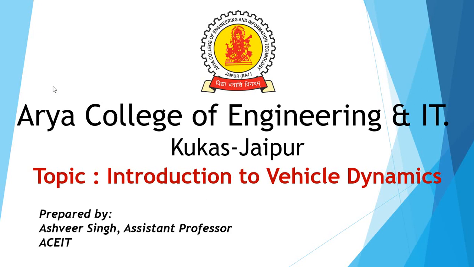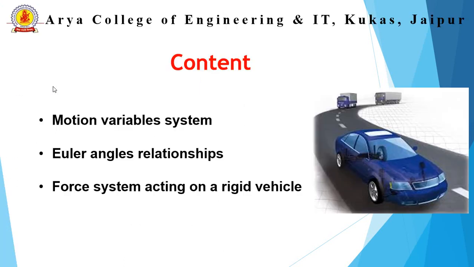Then we also discussed what vehicle dynamics is, the vehicle fixed coordinate system, the earth fixed coordinate system, and how these two coordinate systems are related to find out the stability of a vehicle. So in today's lecture we are going to discuss the motion variables. Again, this topic is related to the vehicle fixed coordinate system and earth fixed coordinate system. Then we will discuss Euler angle relationships, and then the force system acting on a rigid vehicle.